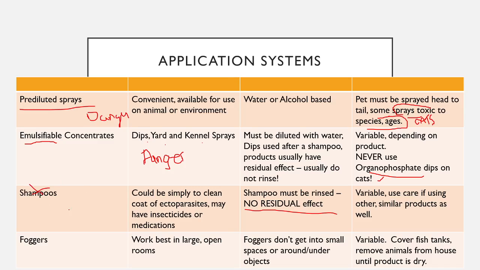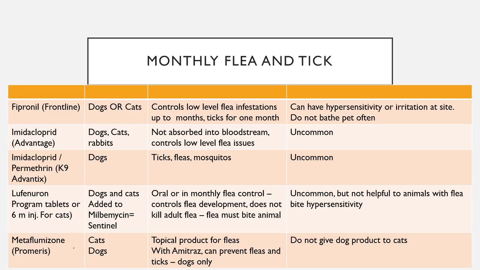They're not helpful. Foggers. Foggers work best in large open rooms that you have already vacuumed all the corners of and any crevice and thrown away the vacuum cleaner bag or rinsed out the canister. They don't get into small spaces very well or under objects. So if you have it in a room that has a couch, it's not going to get under the couch. You have to be careful of fish tanks, birds, any animals that are inside the house, and remove them from the house and the kids until the product is dry. Once it's dry, it should be safe.